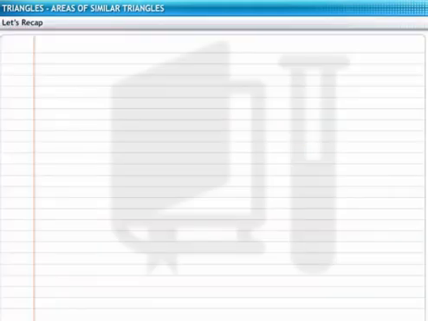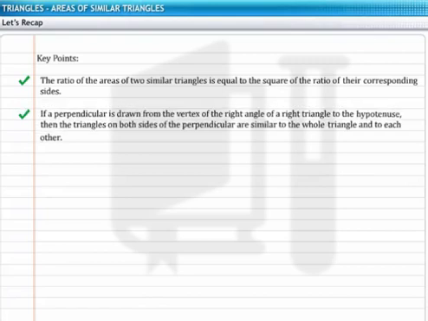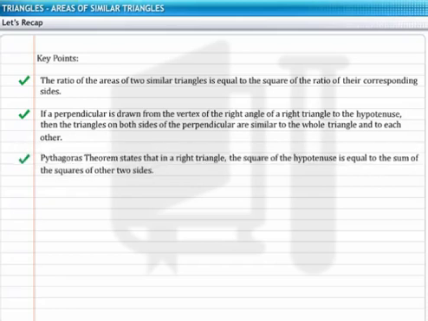You have reached the end of this section. Before moving to the next section, let's review the key points covered. The ratio of the areas of two similar triangles is equal to the square of the ratio of their corresponding sides. If a perpendicular is drawn from the vertex of the right angle of a right triangle to the hypotenuse, then the triangles on both sides of the perpendicular are similar to the whole triangle and to each other. The Pythagoras theorem states that in a right triangle, the square of the hypotenuse is equal to the sum of the squares of the other two sides.